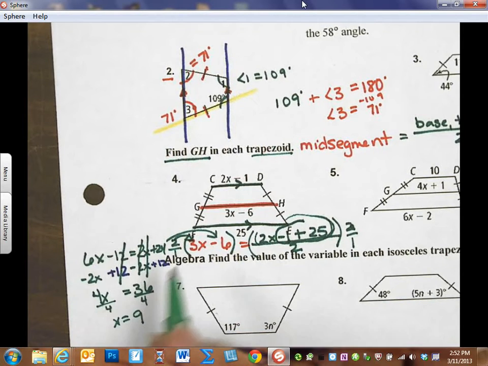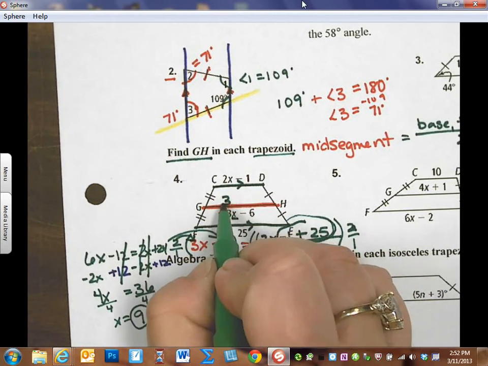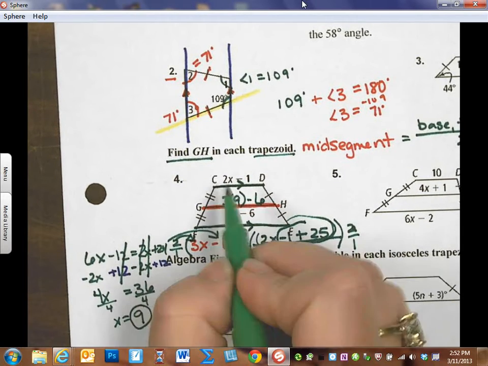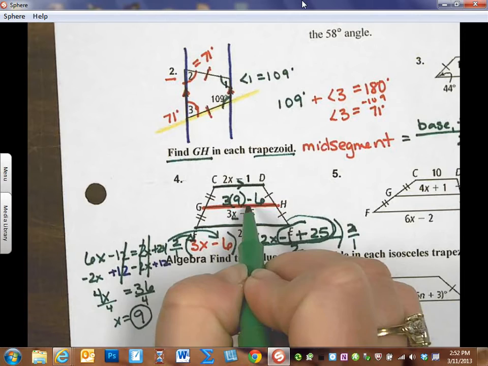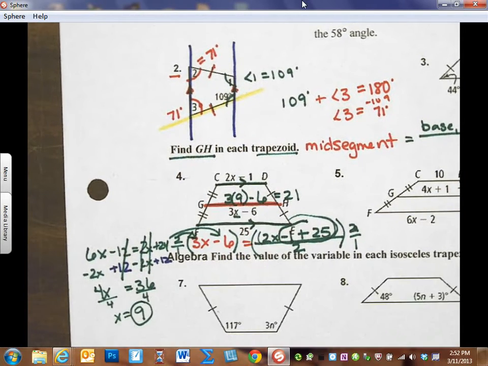So I'd have to come up here and plug my 9 in to the x value. So 3 times 9 minus 6. 3 times 9 is 27, minus 6, and that equals 21. So I know that GH is 21.